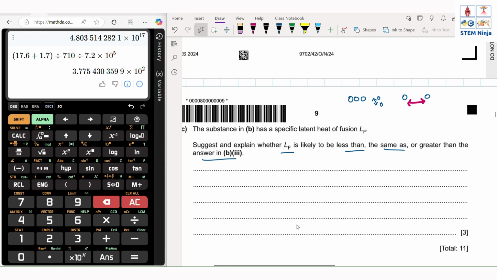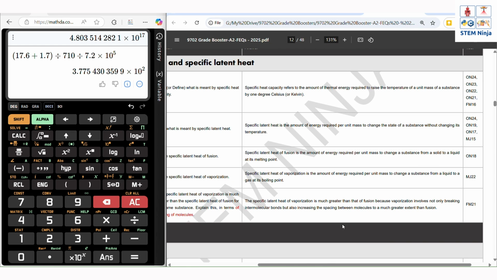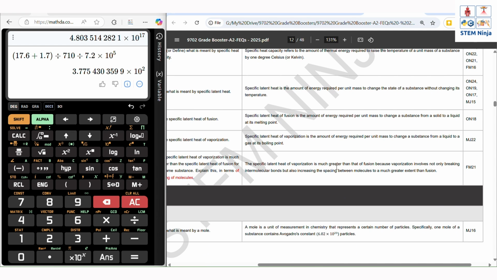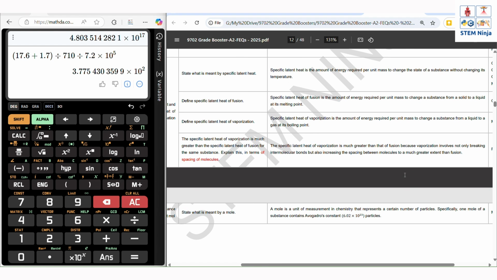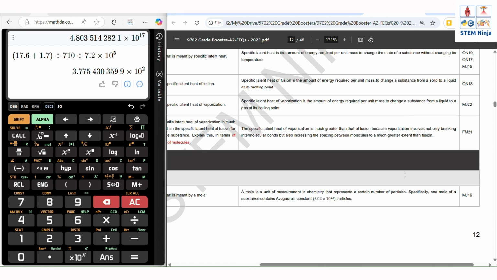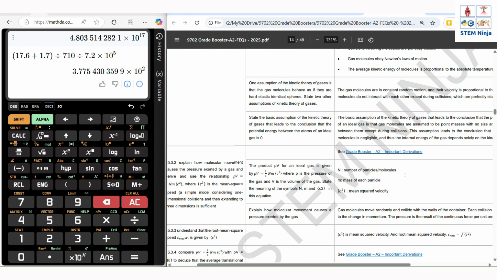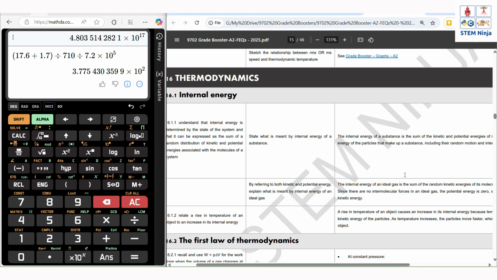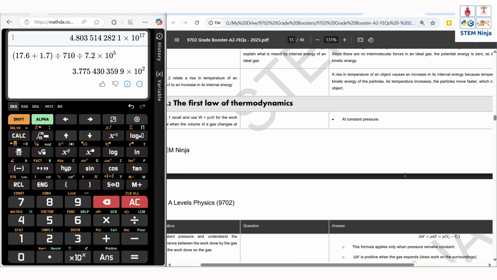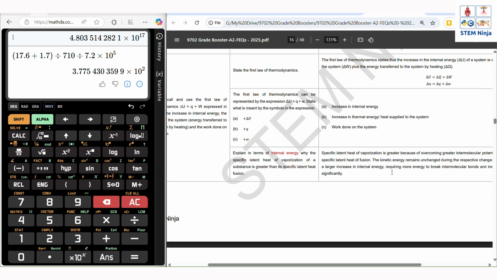So to answer that, again, we have got you covered over here. Specific latent heat of vaporization is much greater than that of fusion because vaporization not only involves breaking of intermolecular bonds, but also increasing the spacing between molecules to a much greater extent than fusion. This was a question that they asked specifically in terms of spacing of molecules. We also have another scenario where they asked in terms of internal energy. So let me show you that definition also. We can combine these two. Where did this go? Yeah, okay, this one.